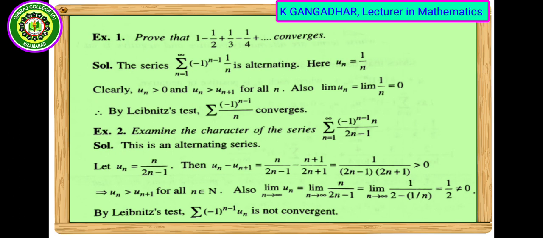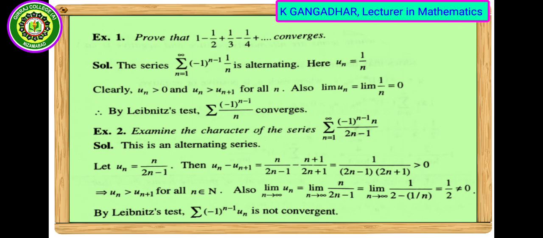So in the next example, sigma (-1)^(n-1) into n by 2n minus 1. First, u_n equal to n by 2n minus 1. Next, u_n minus u_(n+1) is greater than 0, which means u_n is greater than u_(n+1). So u_n greater than u_(n+1) means the sequence u_n is decreasing.